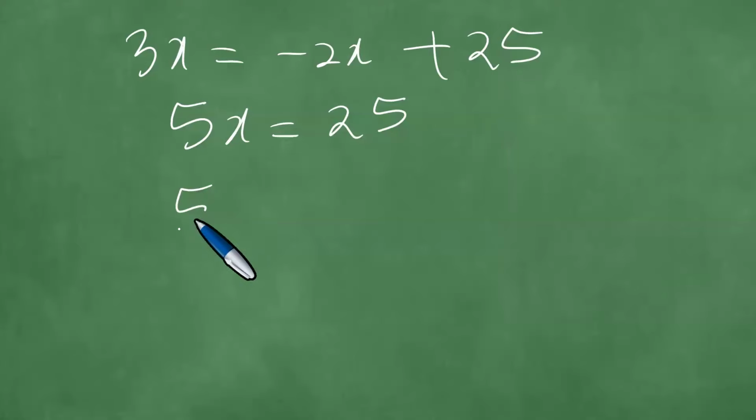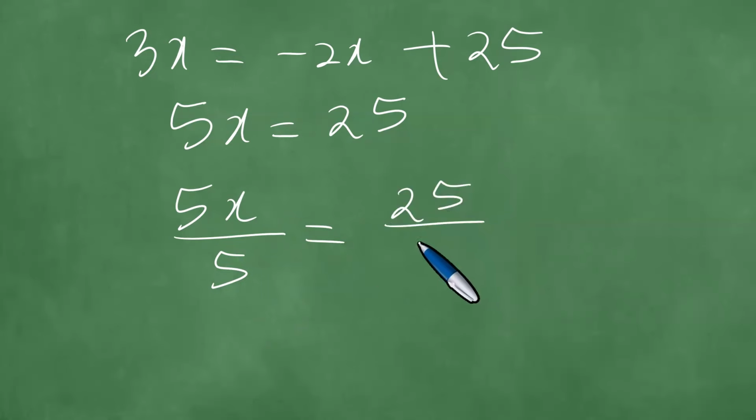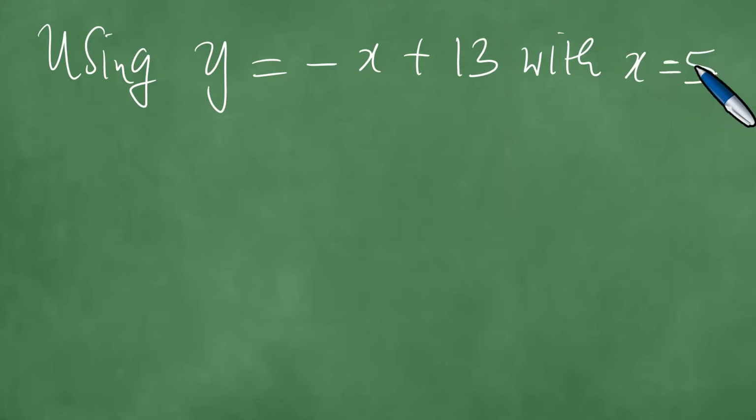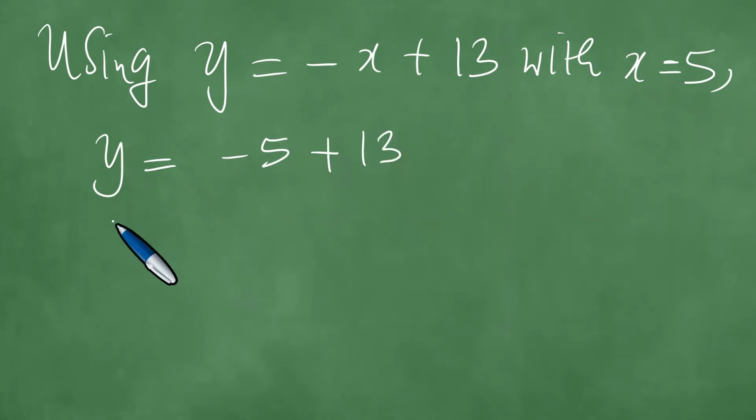Right, and upon careful examination, we divide the left by 5. We divide the right also by 5, getting x equals 5. Okay, so we have x equals 5. Okay, now, moreover, using y equals minus x plus 13 together with x equals 5, we have y equals minus 5 plus 13, which means y equals what? Y is equal to 8. We have got, therefore, at this point, that y equals 8 and x equals 5.